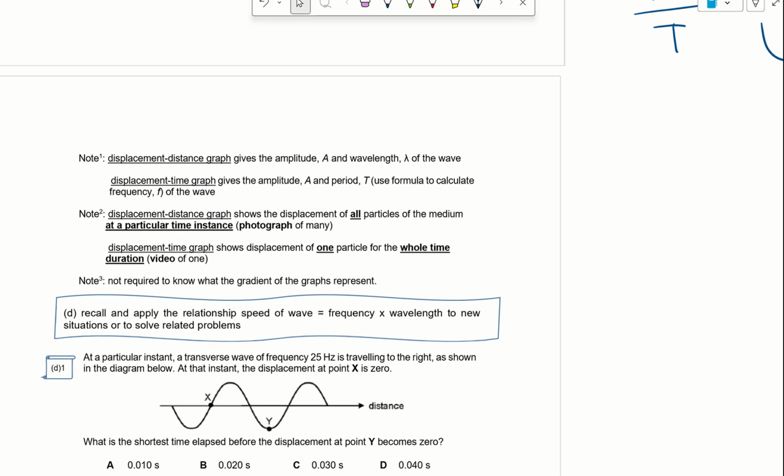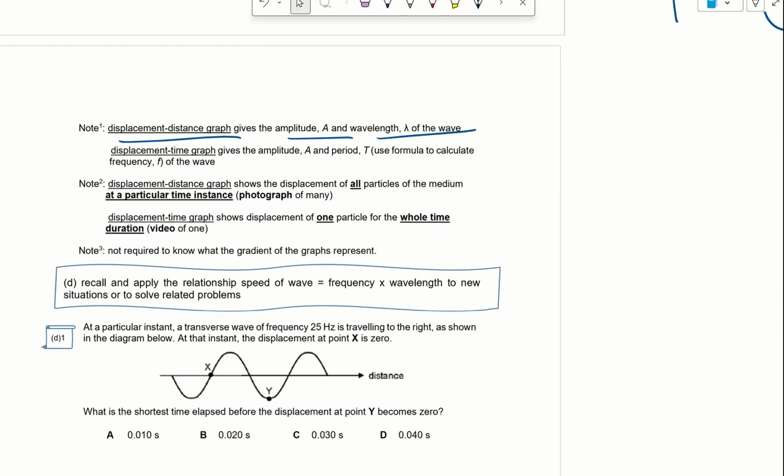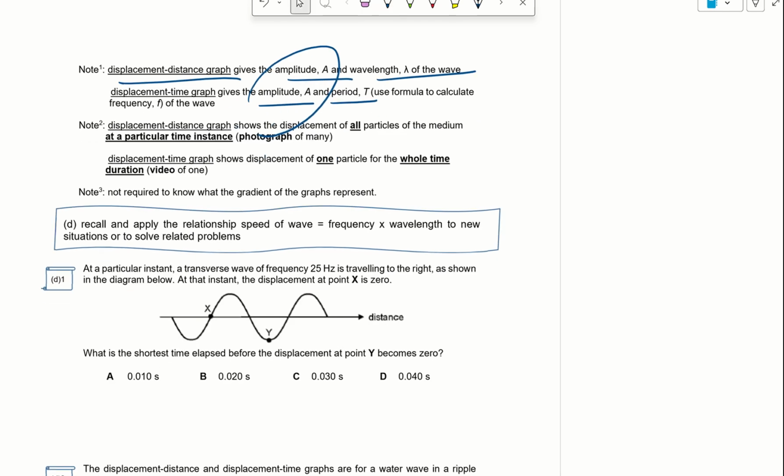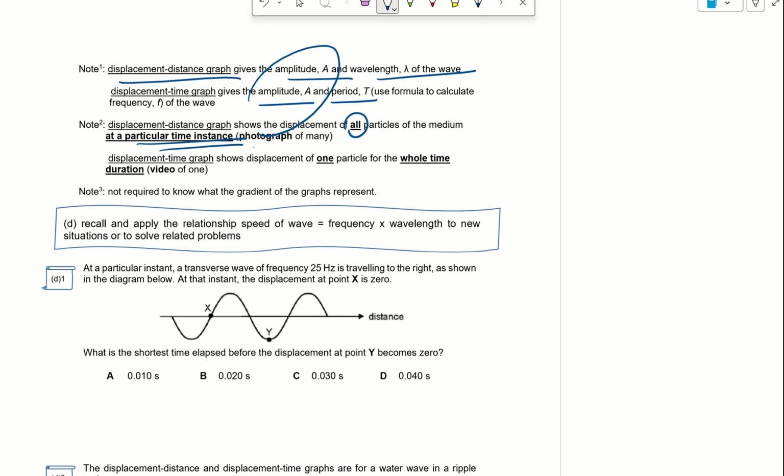Some things to take note of. The displacement-distance graph, DD graph, gives the amplitude and wavelength. You already know this. The displacement-time graph gives the amplitude and period. If they are the same wave, they should have the same amplitude. The displacement-distance graph shows the displacement of all particles at a particular time instant, which is a photograph. The displacement-time graph shows the displacement of one particle for the whole time duration. So it's a video of one particle.